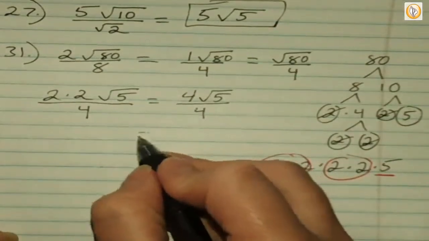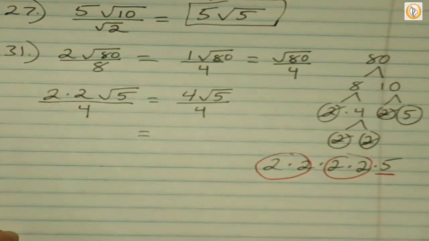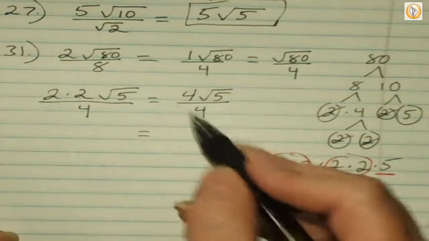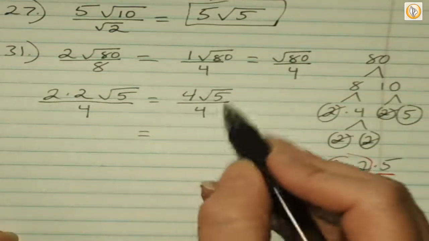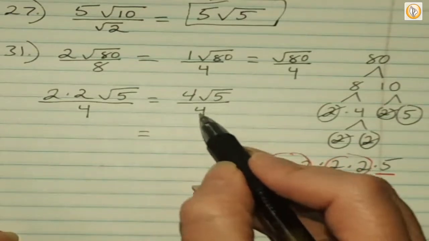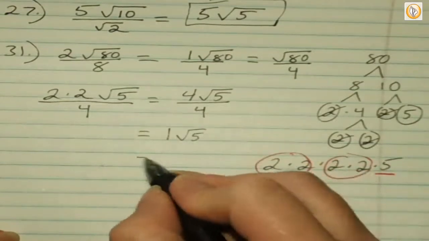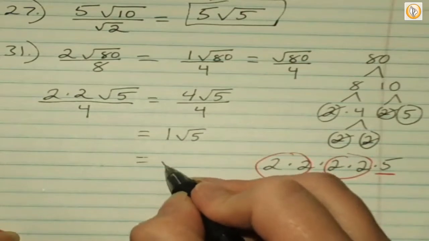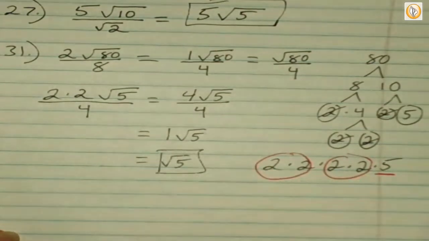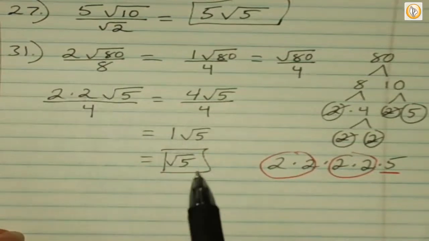Joseph, what do you see I can still do? Can I do something here? You can reduce the 4s. Can 4 be divided by 4? Yes. What's 4 divided by 4? 1 times square root of 5. Do I have to have the 1 there? No. So then my answer is square root of 5. So I want y'all to notice, 2 times square root of 80 divided by 8 is square root of 5.